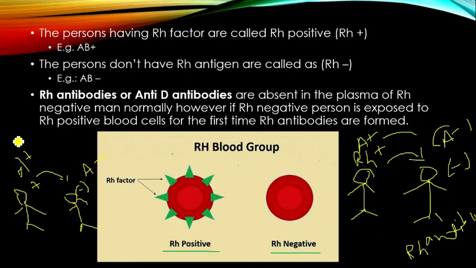Another example: we cannot transfer blood between O positive and O negative, meaning O positive blood we cannot transfer to O negative blood either. Why? Because an O negative person can generate Rh antibodies. But we can transfer negative blood into positive blood.